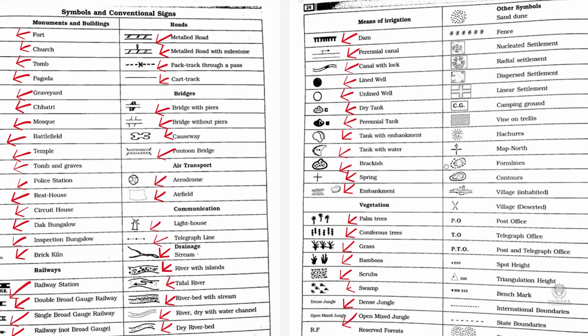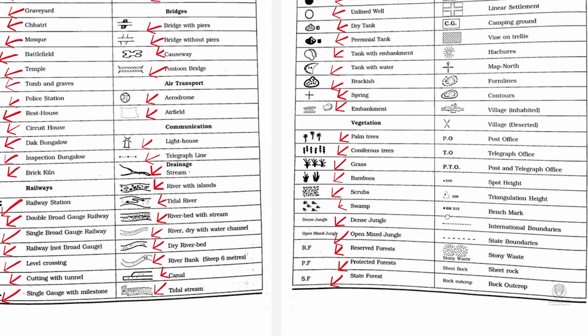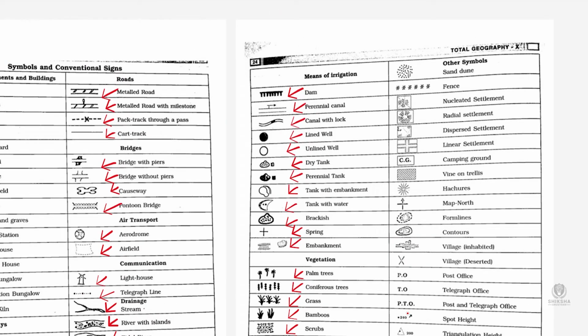Then we can see reserved forest, protected forest, state forest. Okay. And also sand dunes, fences, nuclear settlement, all we have covered. Then camping ground where people go for camps. Then we can say contours, front lines.